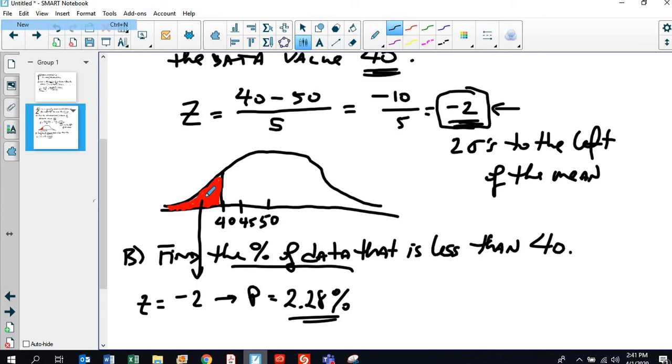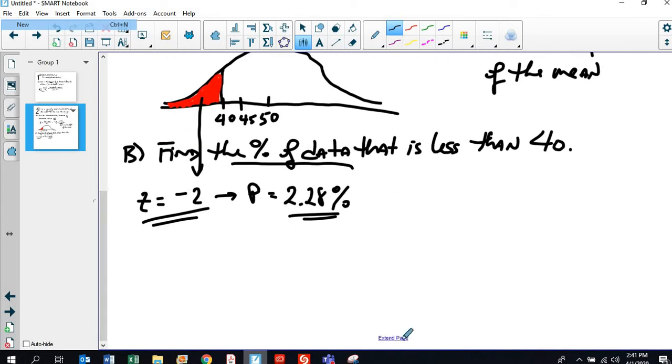Now, this graph looks like a lot more than 2.2% of the area, but again, I'm not a perfect artist, so don't worry about that part of it. But what you do need to know is how to read that table. That's all you need to do, okay? Now, obviously, for different problems, it's not quite that easy. So let's go to part C here for the same problem.